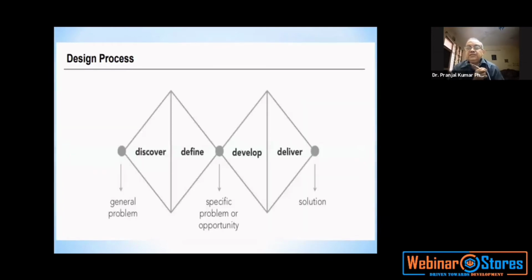Next slide. So this is the process, as I defined earlier also. If you have a general problem, you have to discover it and define it so that you can have a specific problem or opportunity, because you have a general problem.